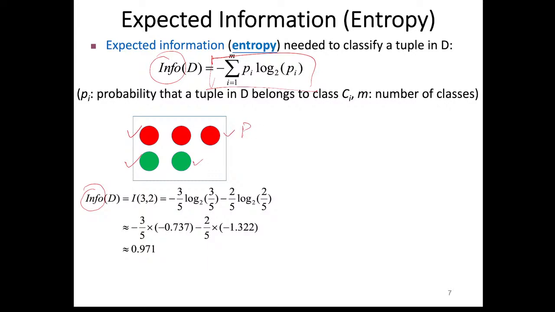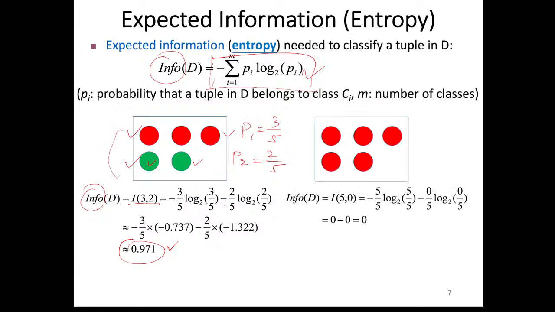So that means P1 is 3 divided by 5. P2 is 2 divided by 5. So we use I(3,2) to denote 3 reds and 2 greens. Based on this formula, we will end up having negative 3 over 5 log 3 over 5, subtract 2 over 5 log 2 over 5. So this is the expected amount of information, or the entropy. And we said that entropy can be regarded as the amount of randomness, or the amount of chaos. So this is very random.